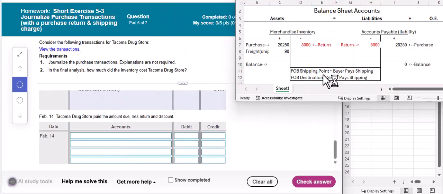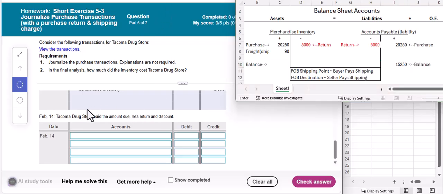So let's first start by figuring out how much AP we owe. Remember, AP on our scratch paper here, you should have a purchase of $20,250, which increased our AP, and then we returned $5,000 worth of inventory. So then that would bring our AP down to $15,250. So that would be the balance then.